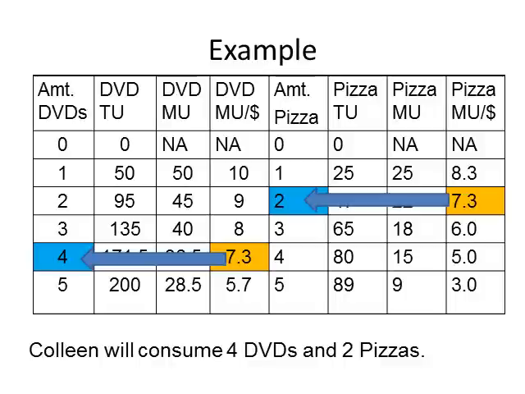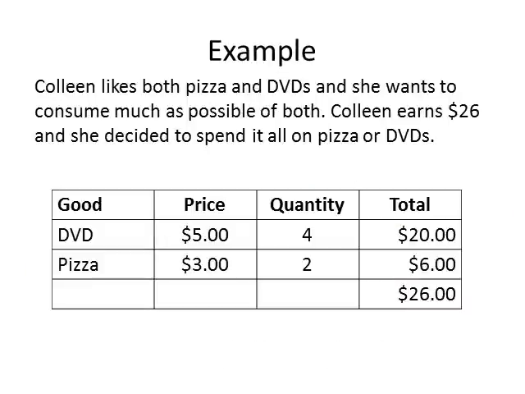However, we should make sure that Colleen is consuming within her income. The final step for Colleen is to make sure she doesn't overspend. She pays $5 for a DVD and buys four of them, which costs her a total of $20. She spends $3 for pizza and she buys two pizzas, which will cost her a total of $6. Colleen's total expenditure is $20 plus $6, or $26. So her consumption is equal to her income, and she has found her optimal level of consumption of DVDs and pizzas.